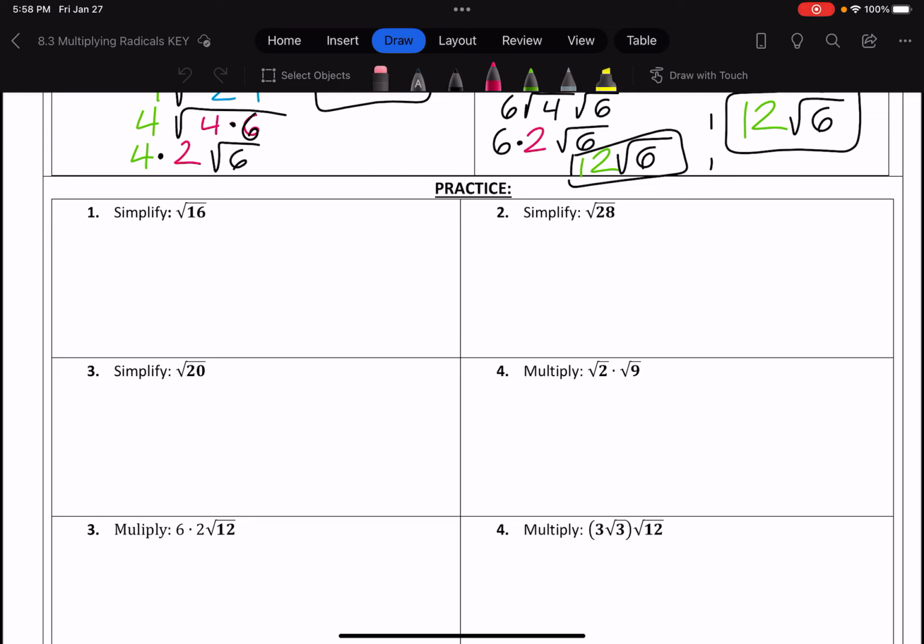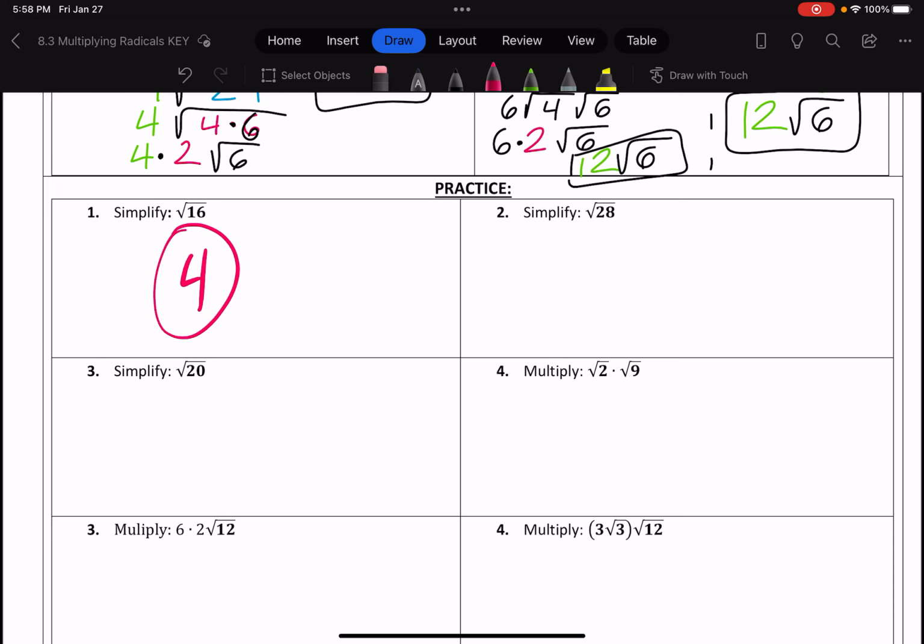I've given you to simplify the square root of 16. 16 is one of our perfect squares. I know that 4 times 4 gives me 16. So therefore the square root of 16 simplifies to just the rational term 4. And that is a whole number. That's a counting number. It's our integer 4.